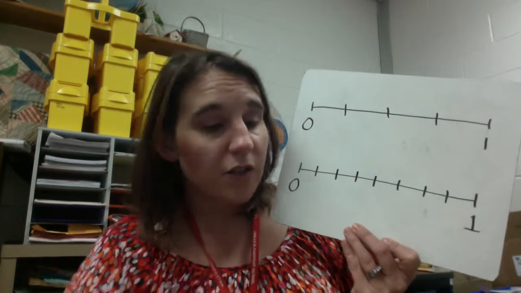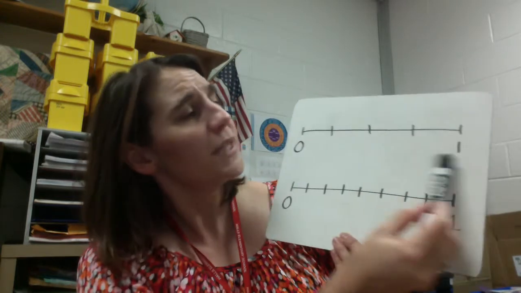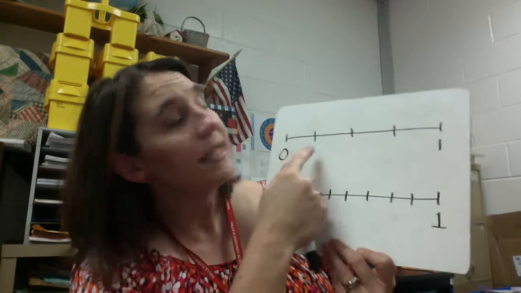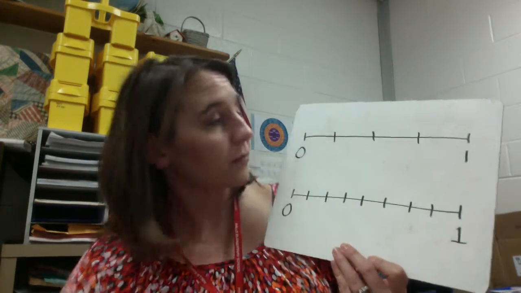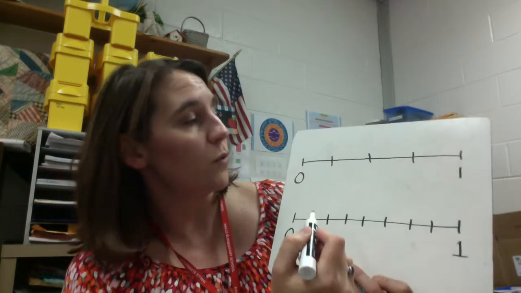Equivalent fractions are just fractions that represent the same point on a number line. You see here my number line. Here's 0, here's 1 whole, and we know that this number line is broken into fourths. I have 1/4, 2/4, 3/4, 4/4.